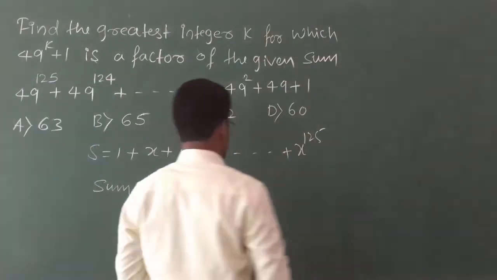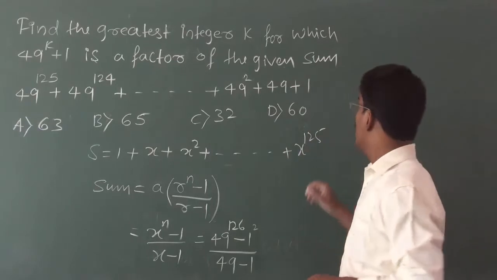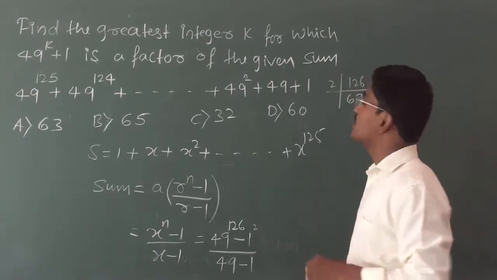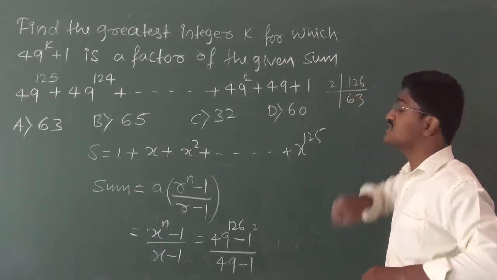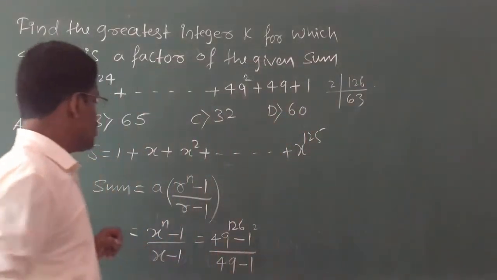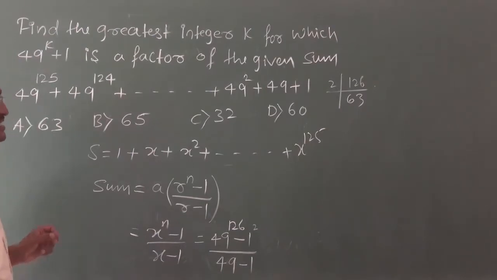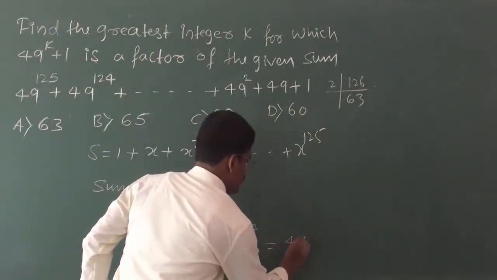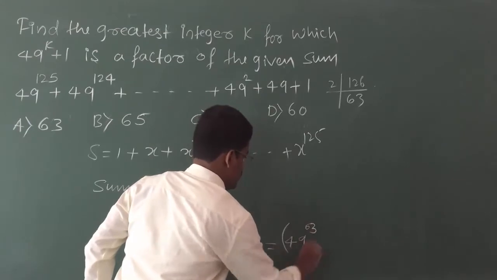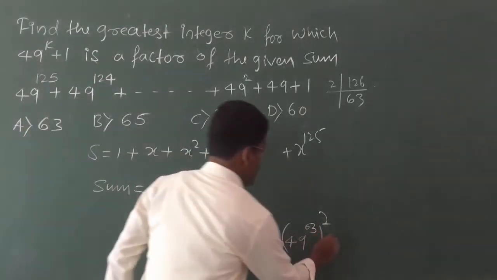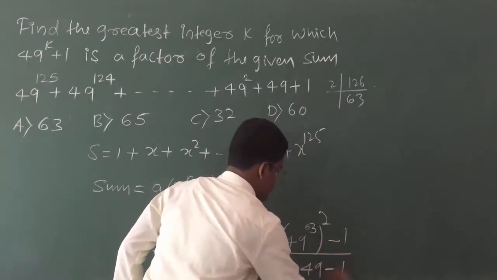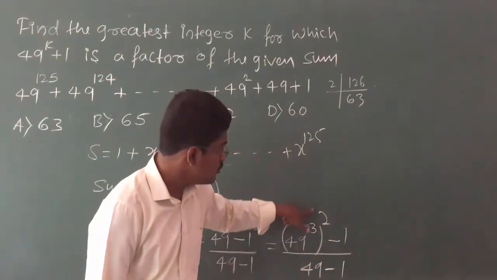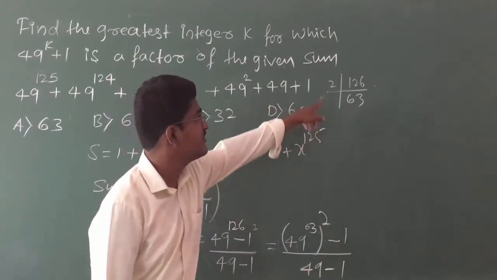So for that, what I will do, I will write 1 as 1 square. How to write 126? See here. 2, 6, 3. That means if I factorize this, 2 into 63 is going to be 126. So what I will do, I will write this particular term as 49 to the power of 63 whole to the power of 2. Clear? Minus 1 divided by 49 minus 1. Very simple. 49 to the power of 63 whole to the power of 2. You can multiply these two terms, you will get how much? 126.